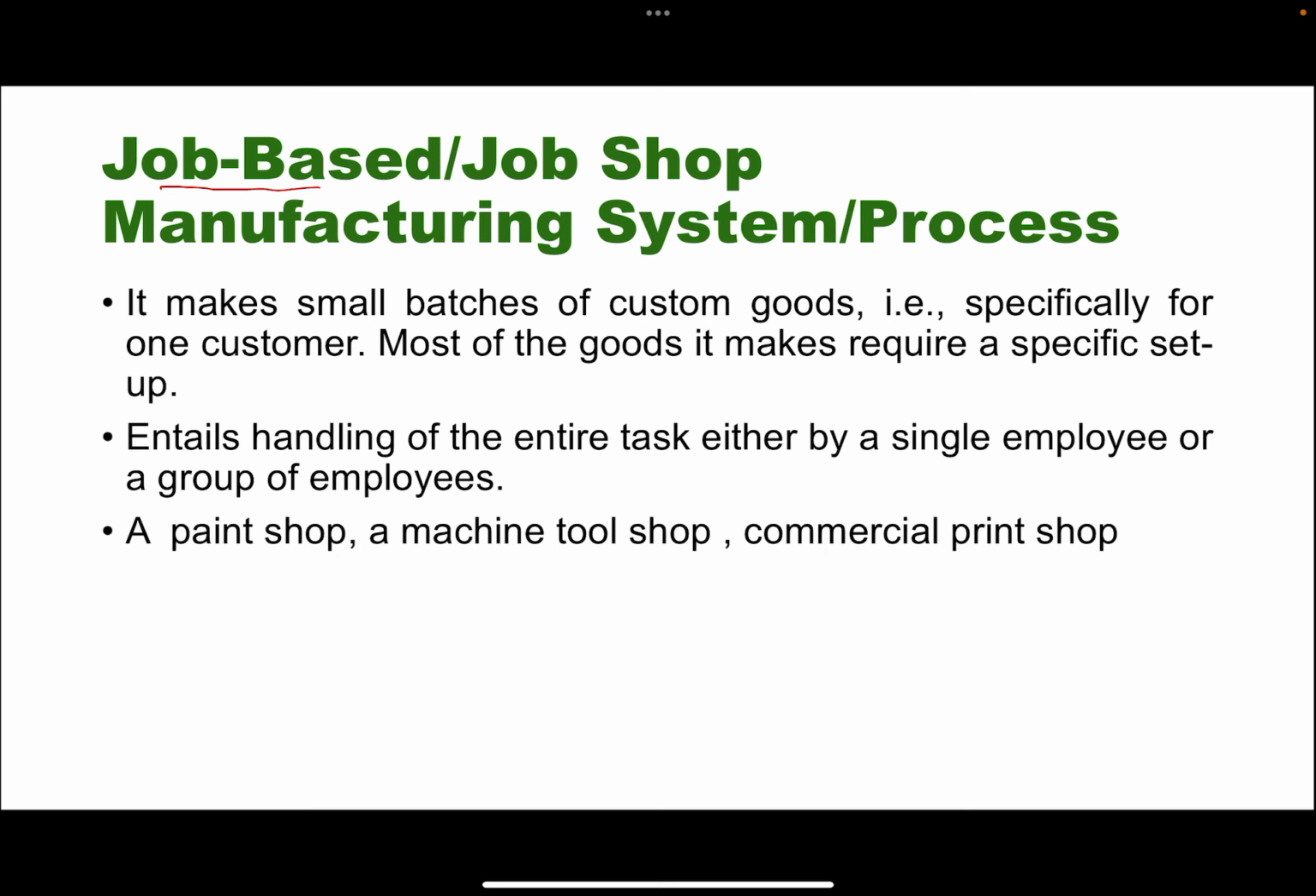Next, we have the job-based or job shop manufacturing system. Here it makes small batches of custom goods that are specifically for one customer. Most of the goods it makes require a specific setup. The best example is a commercial print shop. That means we are requesting the commercial print shop to manufacture a particular book, a poster or flex, etc. according to our need. It varies from customer to customer. So the setup needs to be changed to produce that kind of custom goods.